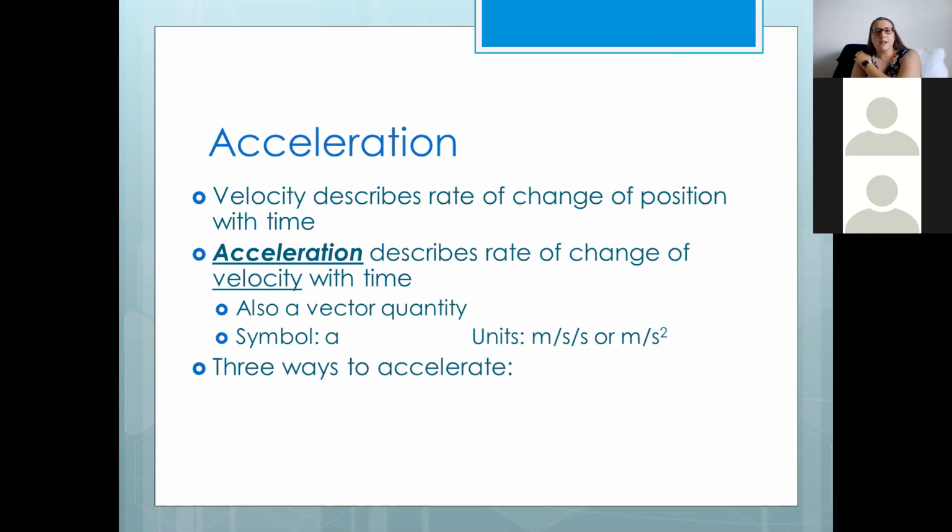There are actually 3 different ways that an object could accelerate. What do you think those 3 ways are? Positive, negative, or neutral? Good idea. Positive, negative, and constant. All right, I like it. Accelerate, decelerate, constant. Good.